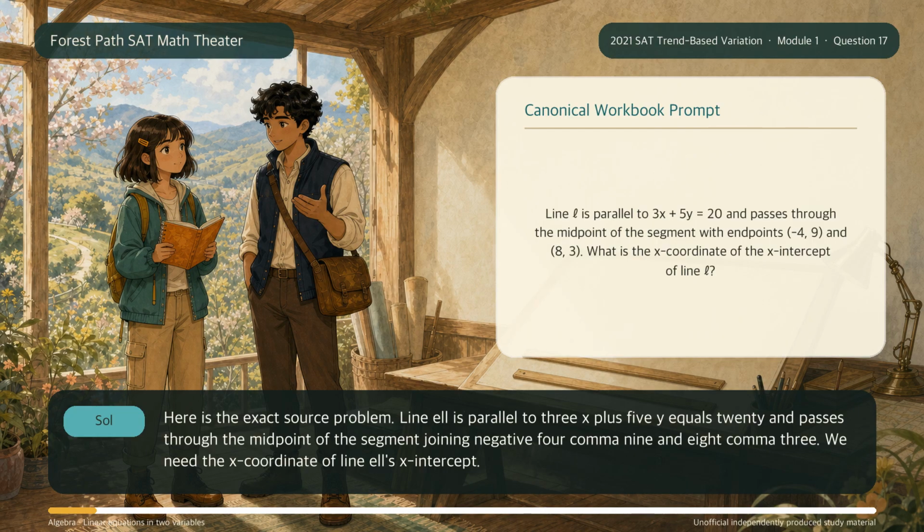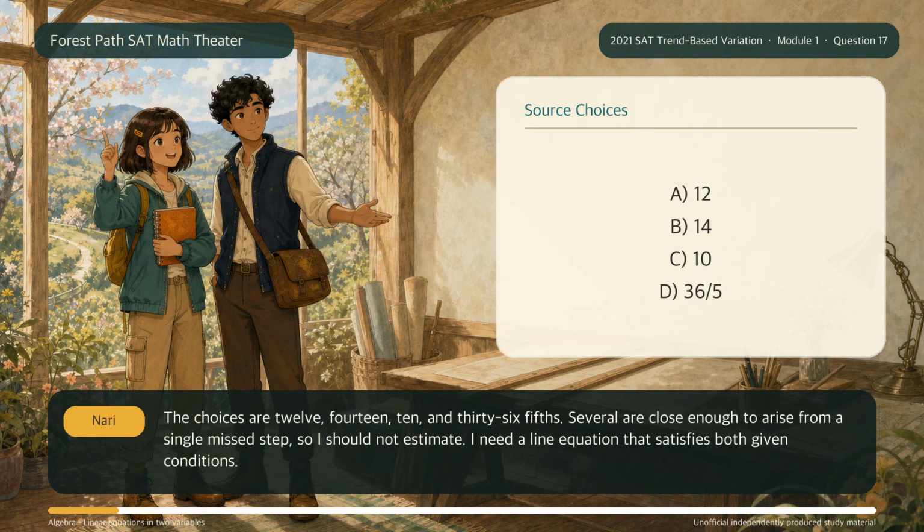Here is the exact source problem. Line L is parallel to 3x plus 5y equals 20 and passes through the midpoint of the segment joining -4, 9 and 8, 3. We need the x-coordinate of line L's x-intercept. The choices are 12, 14, 10, and 36/5.